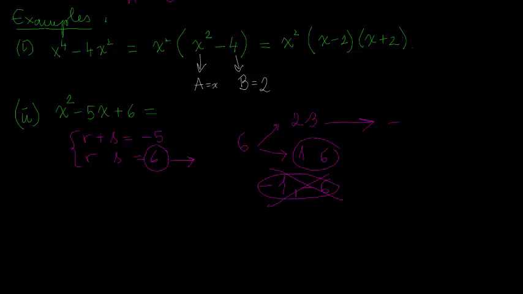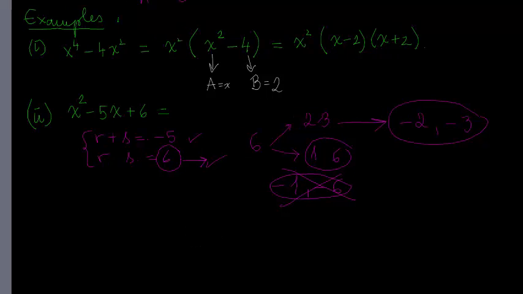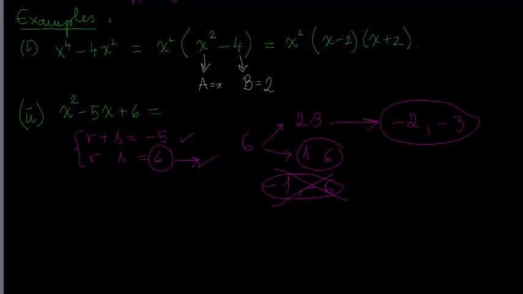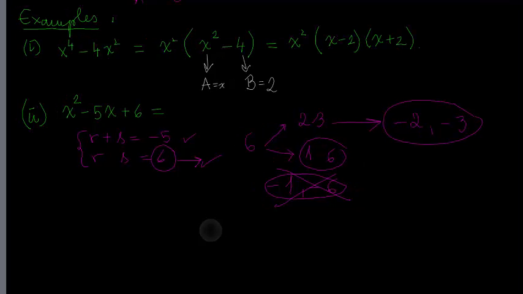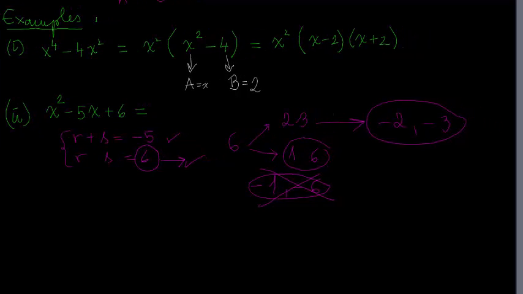So what happens when I make both the 2 and the 3 with a minus? When I multiply them, I get the 6. That's correct. And when I add them, I get negative 5. So this is my choice of numbers that I want to use. So now my expression x squared minus 5x plus 6 will factor into x plus negative 2 or x minus 2, and x plus negative 3 or x minus 3.